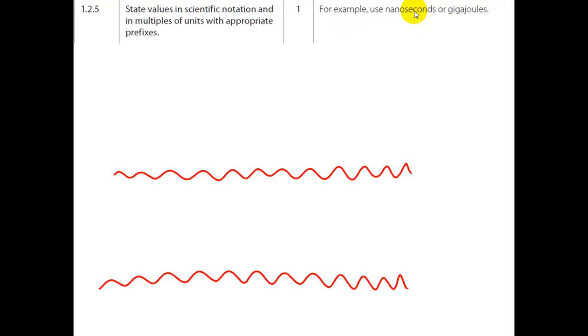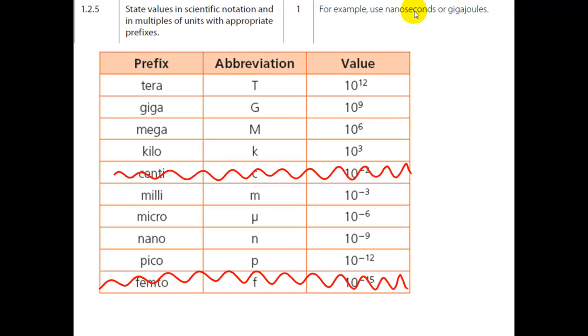Okay, state values in scientific notation and in multiples of units with appropriate prefixes. For example, nanoseconds and gigajoules. Here we have it. We'll start with 10 to the 3, which means 1,000, which is kilo. 10 to the 6 is mega. 10 to the 9 is giga. 10 to the 12 is tera.